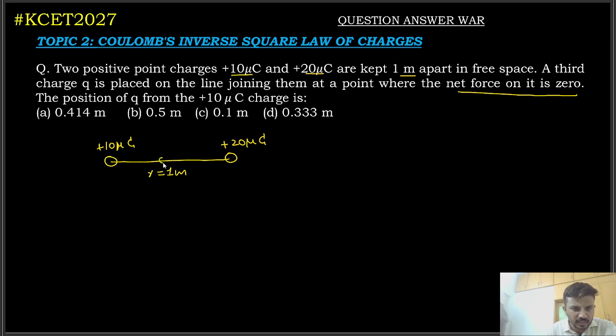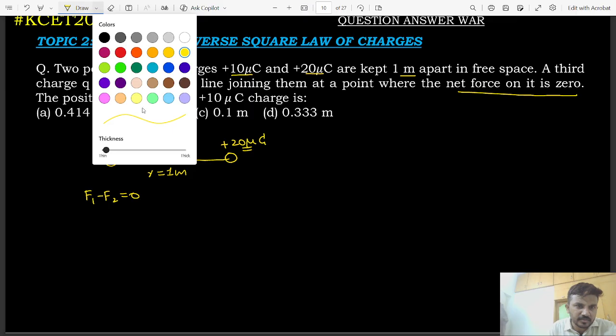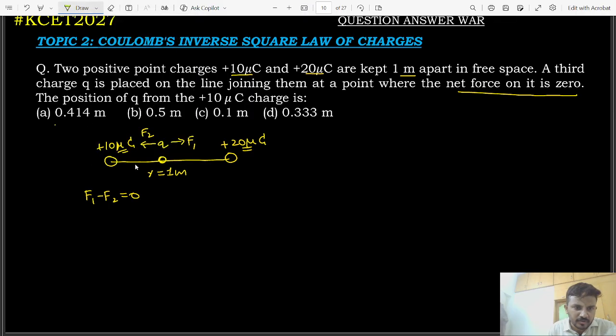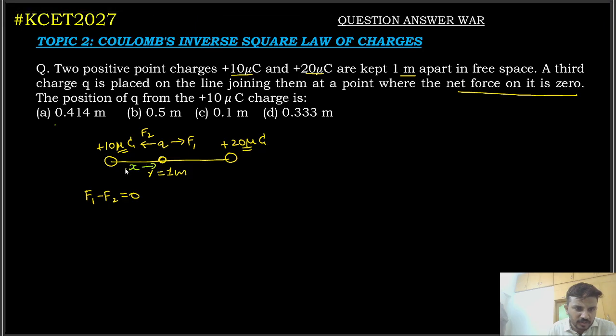So here there is a point along the line joining these two charges where the net force on this will be 0. Because force due to this positive charge on this one will be in this direction. Force due to this positive charge, 20 microcoulomb, will be in the opposite direction, F2. If F1 minus F2 is considered, that will be 0 because F1 is equal to F2. That is where we have to place it. So they are asking us to find this distance. What is this distance at which the net force is 0?